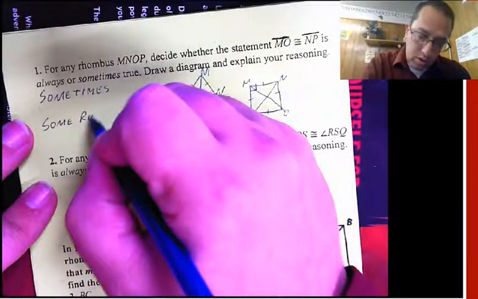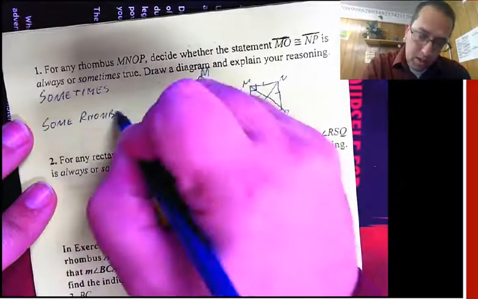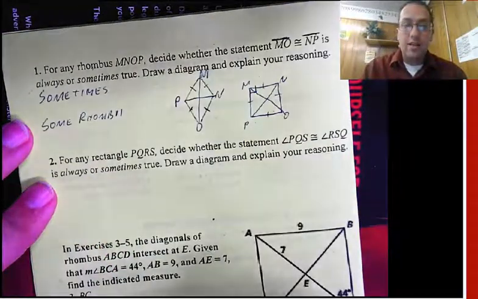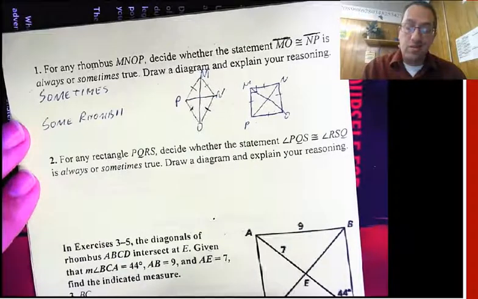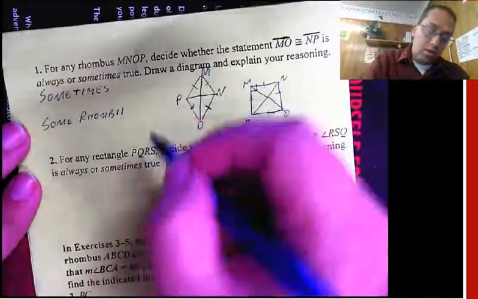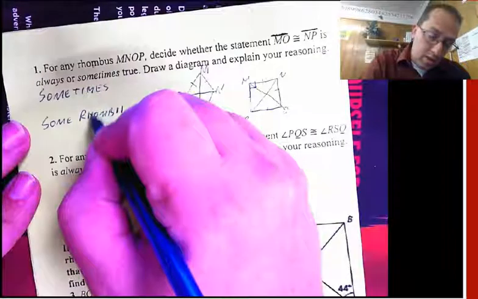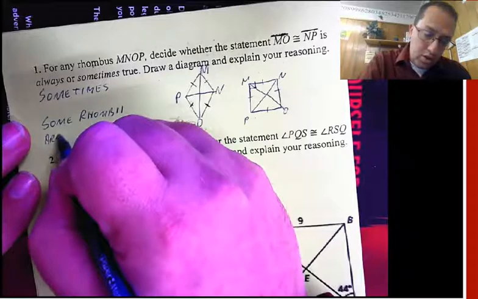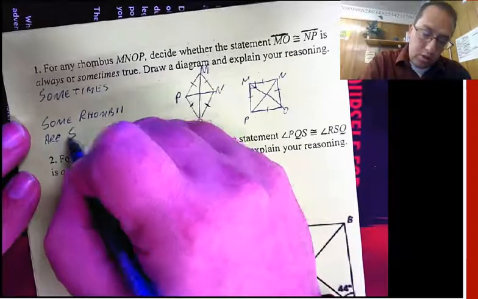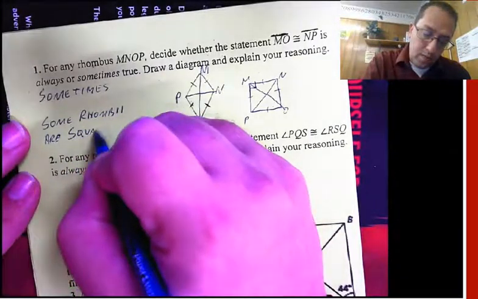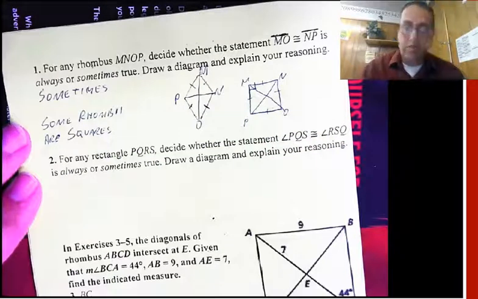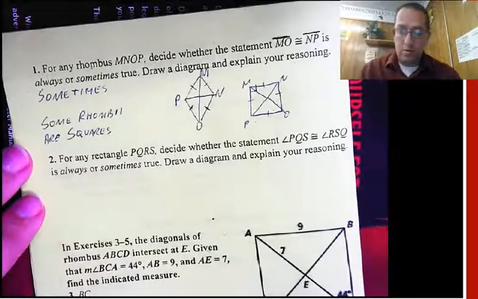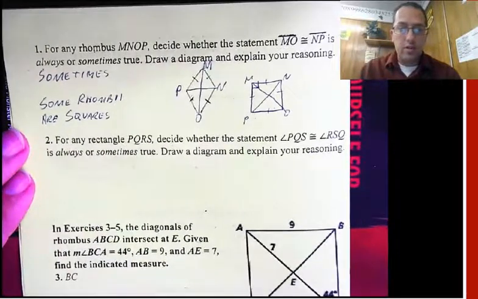some rhombus are... actually, this would be I-I. Rhombii. That is the plural form of rhombus. It's not really called rhombuses. Most people will accept that, but it's actually rhombii. Some rhombii are squares. And it is true for squares, because squares are rectangles, and so the diagonals are congruent. All right, so there's number one.